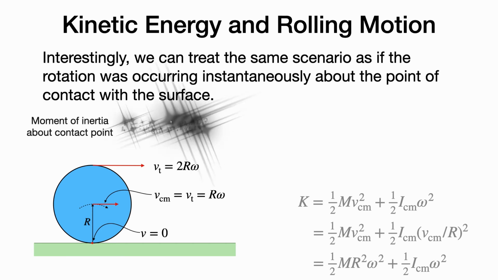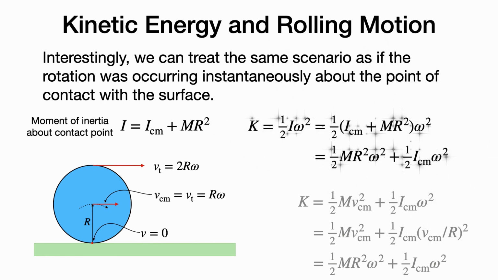So if we then look at the moment of inertia about the point of contact, we can obtain this from the parallel axis theorem. And because the distance in which the axis has translated is the radius r, we find that the moment of inertia is just I_cm plus mr squared. If we now calculate the rotational kinetic energy about the point of contact, we find that the result is simply exactly what we calculated before as the sum of the translational kinetic energy plus the rotational kinetic energy about the center of mass.